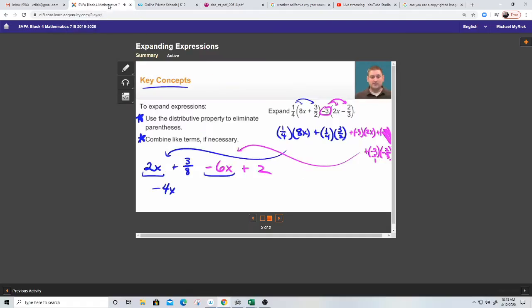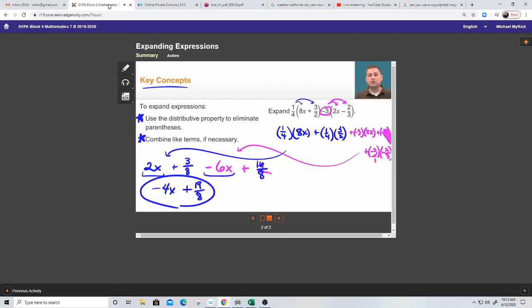For a positive 3/8 and a positive 2. Well, combining these, I need like denominators. Here we go, into 8s. In order to do that, I need to change that to 8s. 3/8 and 16/8 makes 19/8.